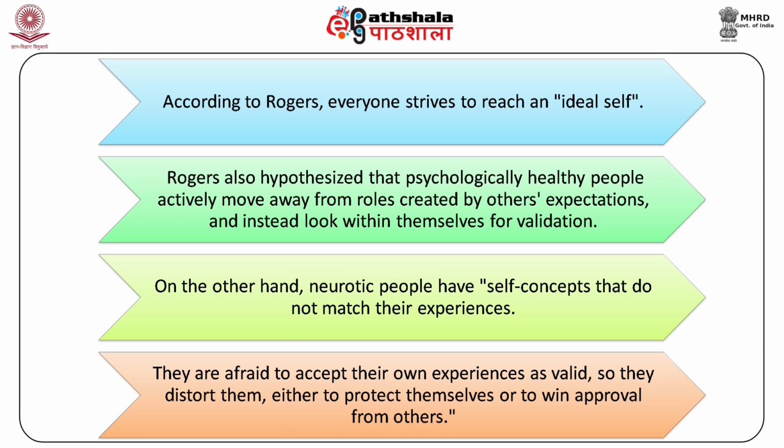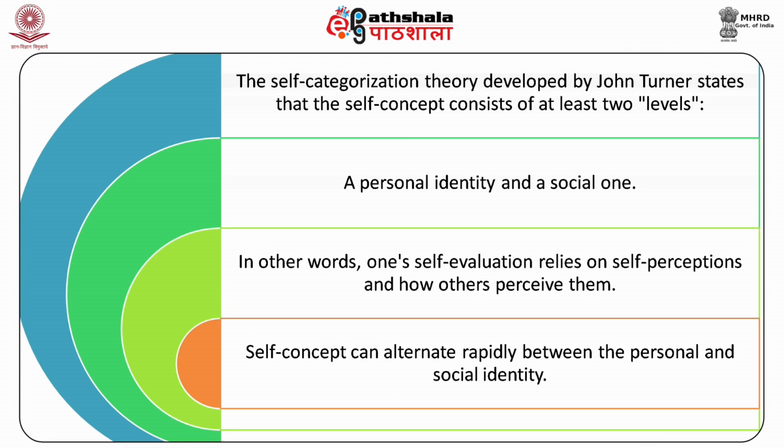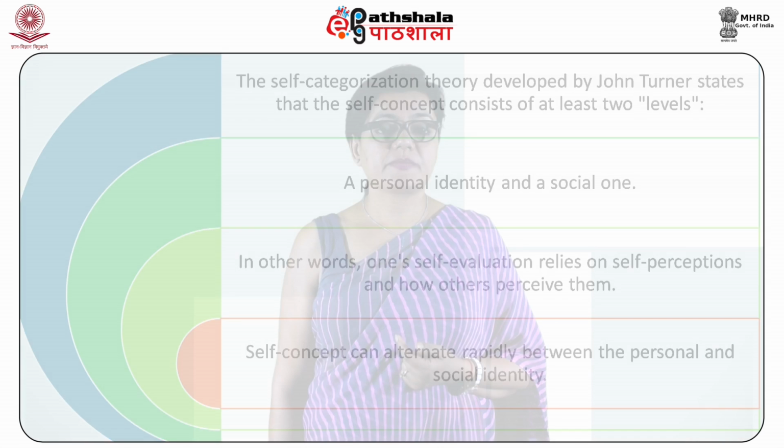They are afraid to accept their own experiences as valid, so they distort them, either to protect themselves or to win approval from others. The self-categorization theory, which was developed by John Turner, states that the self-concept consists of at least two levels, a personal identity and a social one. In other words, one's self-evaluation relies on self-perceptions and how others perceive them. Self-concept can alternate rapidly between the personal and the social identity.